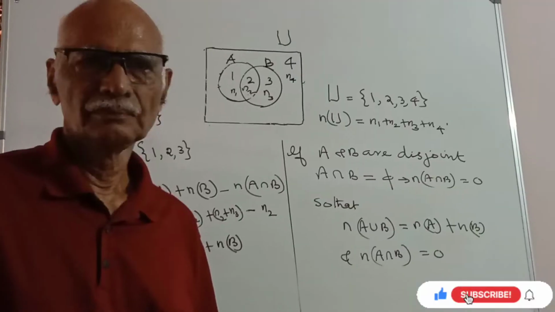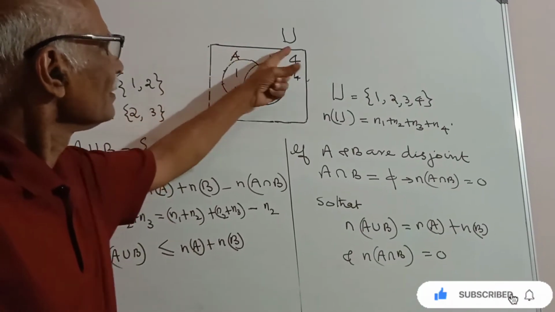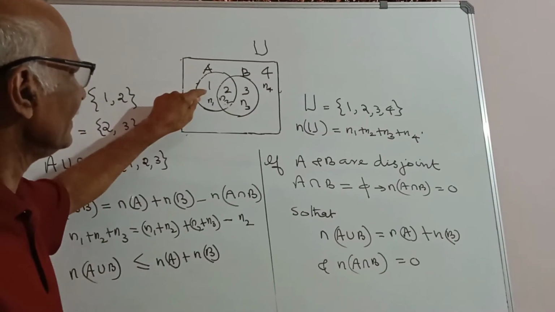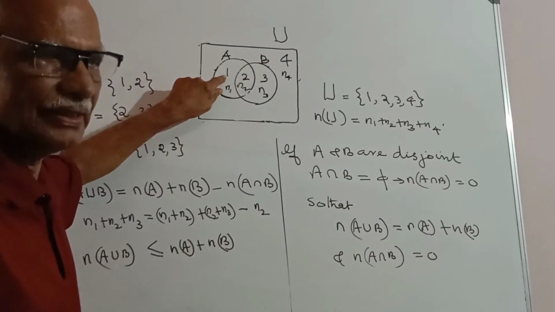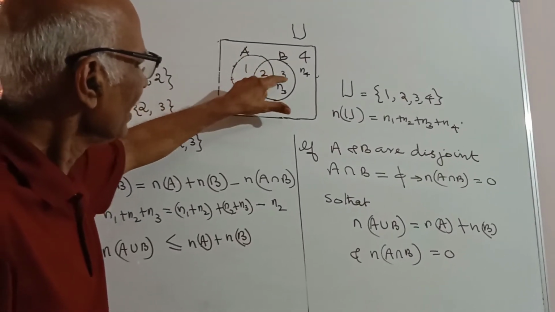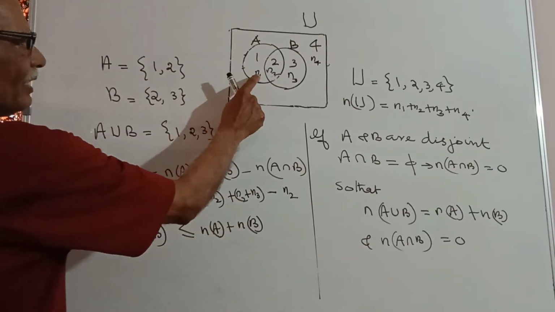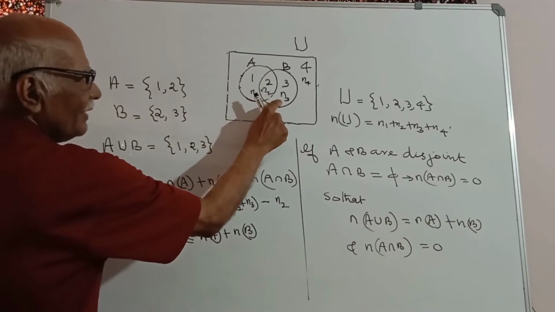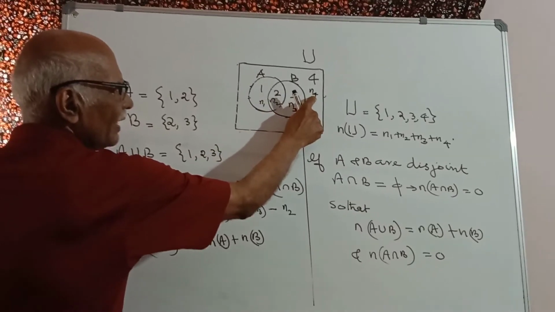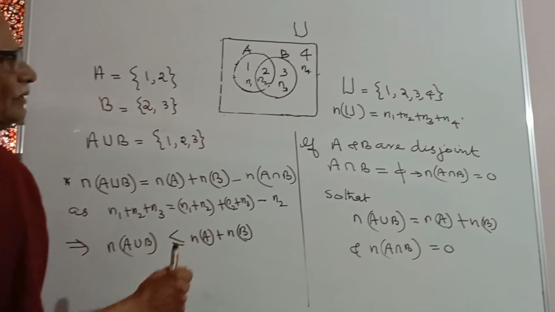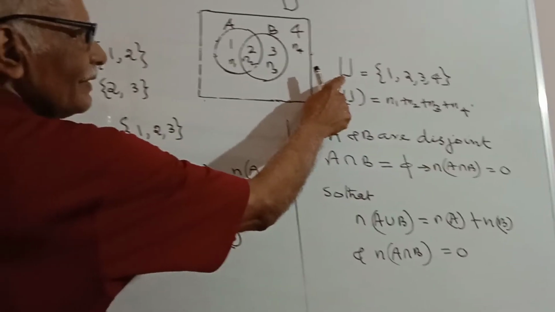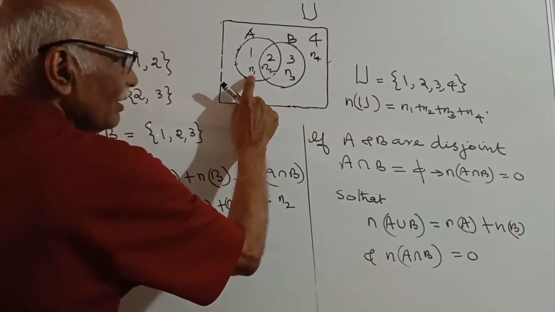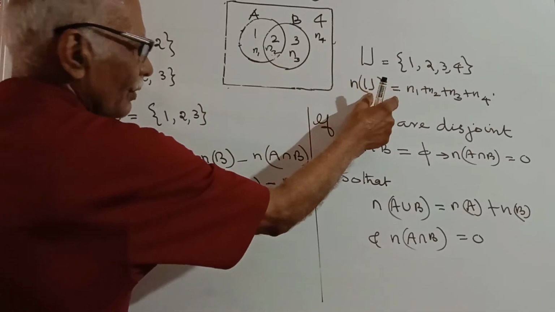Let us see. Now we consider the universal set, set A, set B. Now region 1, this is not the number 1, just simply the region 1, region 2 and region 3. Now there are n1 observations in this region, n2 observations in this common region, n3 observations in this region and n4 in this region. So we see the universal set contains the regions 1, 2, 3, 4, and the number in the universal set is n1 plus n2 plus n3 plus n4.